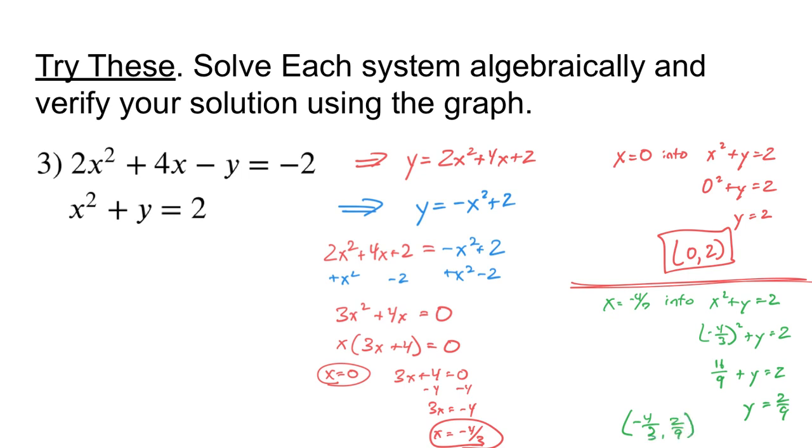And again, you can verify that in Desmos, although I will tell you, Desmos is probably going to give you the decimal answer when you click on that. So you would see the decimal answer of negative 1.333, 0.222. So just so you know, that's going to be an approximation. That's not the exact value. That's only the approximation. This is the exact value.